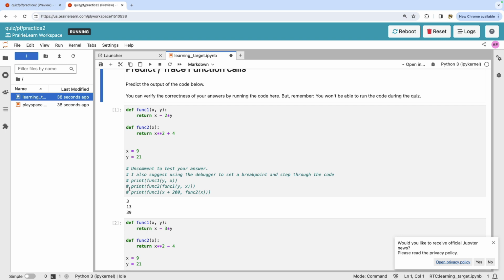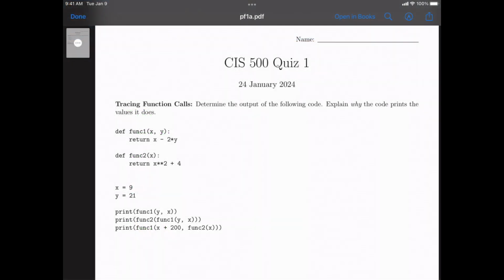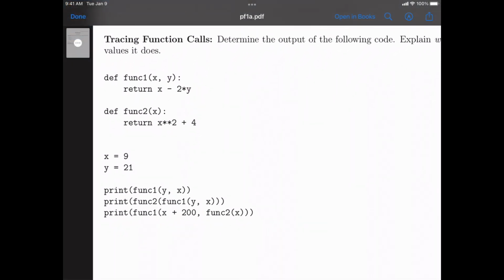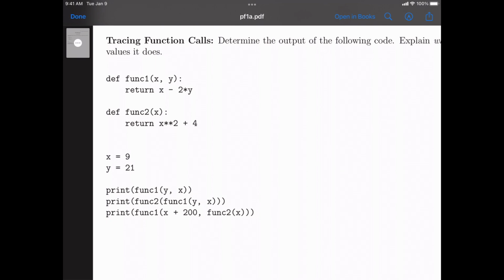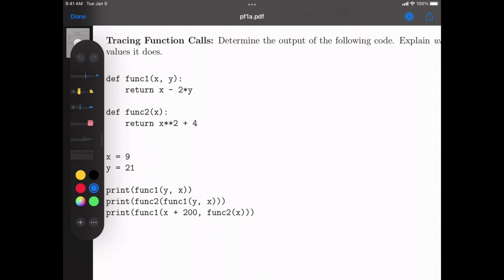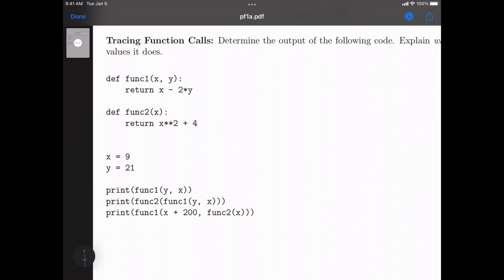The other thing I'm going to do is switch over to my iPad here, and step through solving this problem as if it were in front of me as a quiz. What you can see here is that we have x equals 9 and y equals 21, and we'll start right here with that first print statement, which is really about calling function 1. Now, because x and y are both numbers, I'm going to take a little bit of a shortcut here. If you've studied references or pass by reference before, you might notice I'm taking a shortcut, otherwise it doesn't really matter. So we want to figure out what the return value of function 1 is.